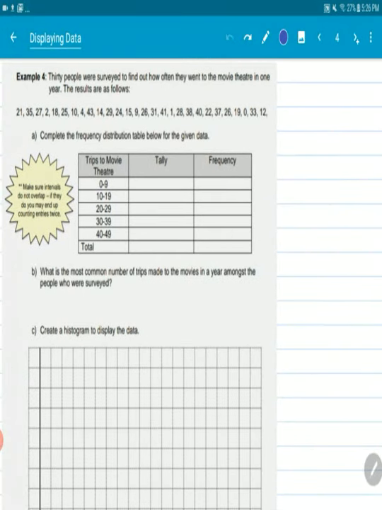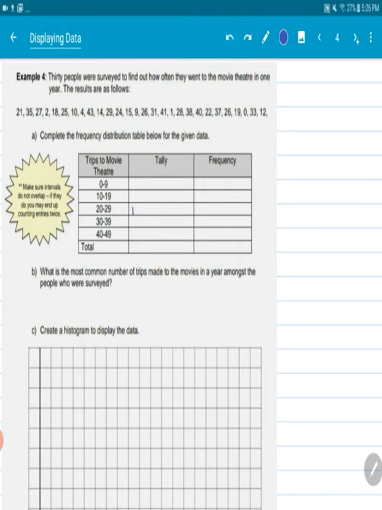So we already have the ranges set out for us here. And notice the yellow star on the side says to make sure your intervals don't overlap. If they do, then you're going to end up counting twice, and we don't want that. So I like to go through the data one by one, put my tally in the correct interval, and then cross it off. So first one's 21.